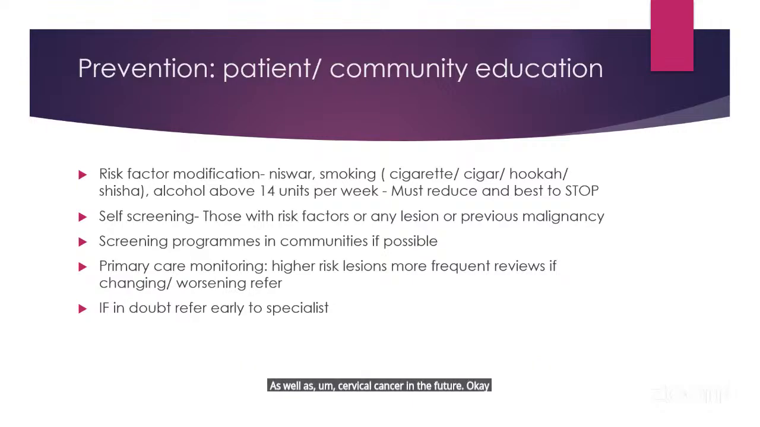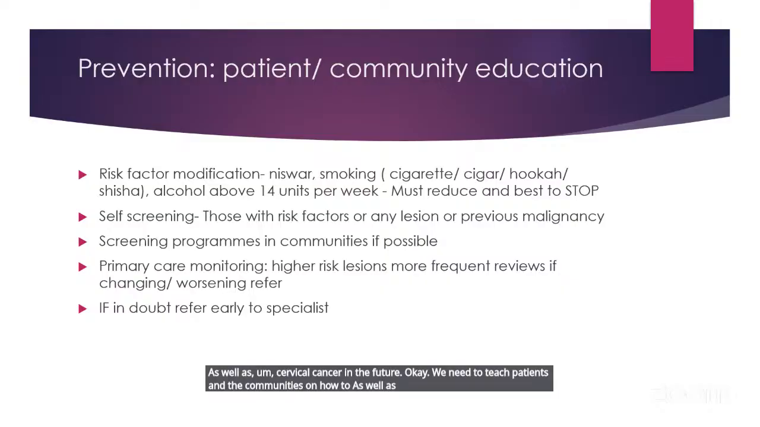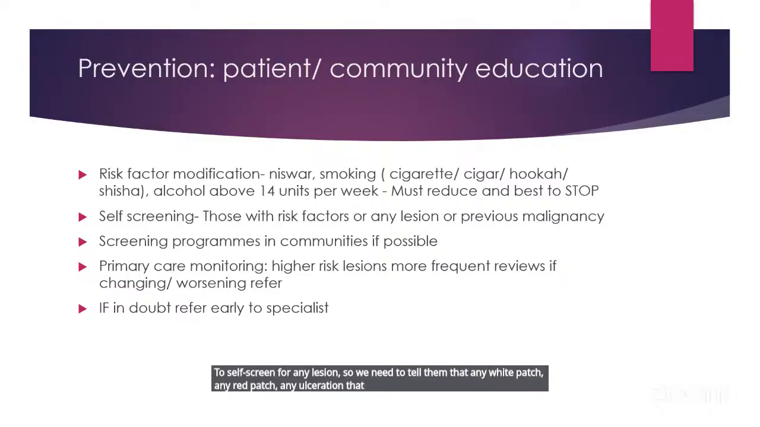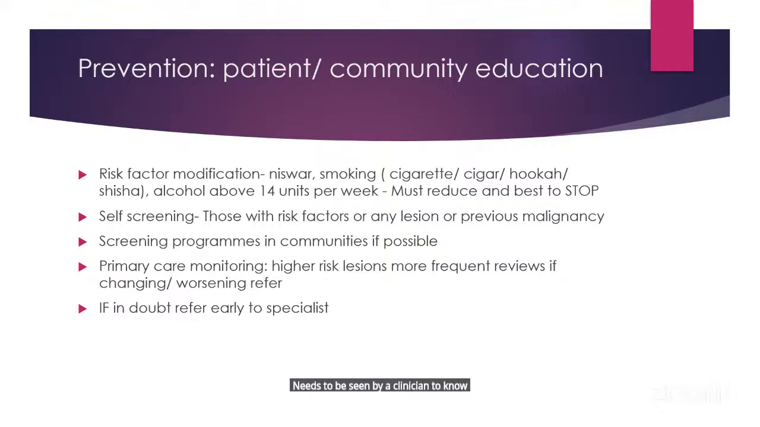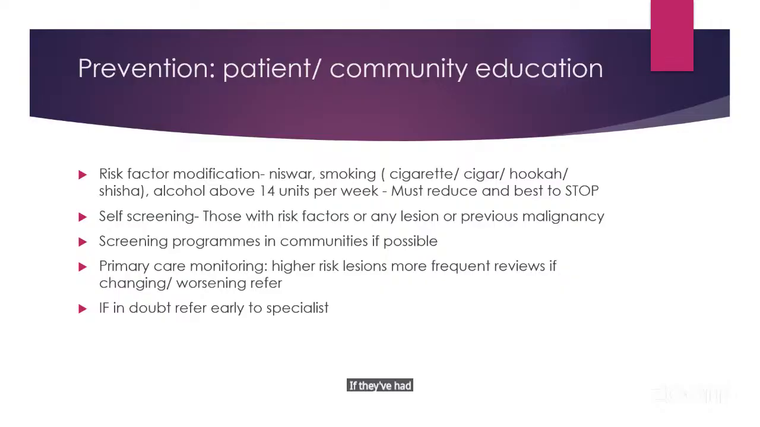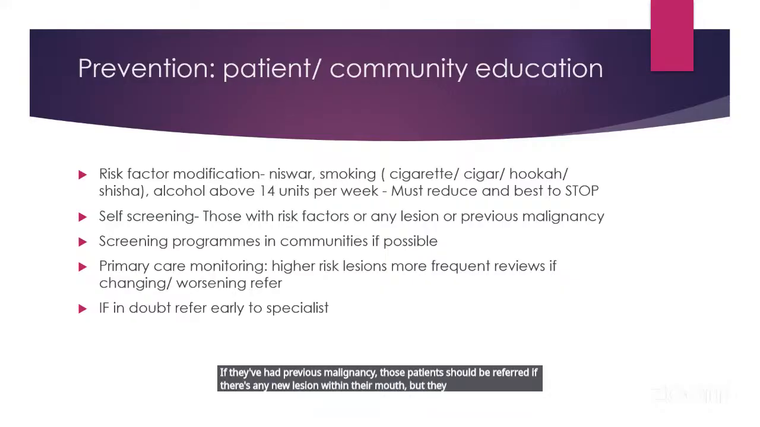Okay. We need to teach our patients and the communities how to reduce those risks, or for those who have the risk factors and can't reduce or stop, to self-screen for any lesion. So we need to tell them that any white patch, any red patch, any ulceration that has been there for at least 2 weeks needs to be seen by a clinician to know whether they need any further intervention or what the cause of that might be. If they've had previous malignancy, those patients should be referred if there's any new lesion within their mouth, but they definitely should be checking on at least a monthly basis for any changes within their mouth, okay?